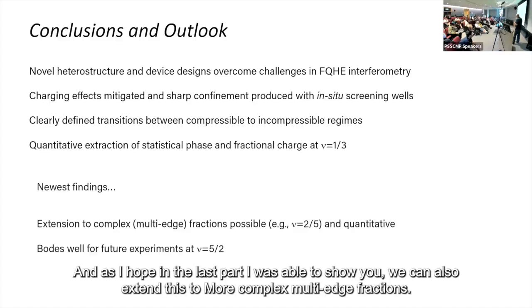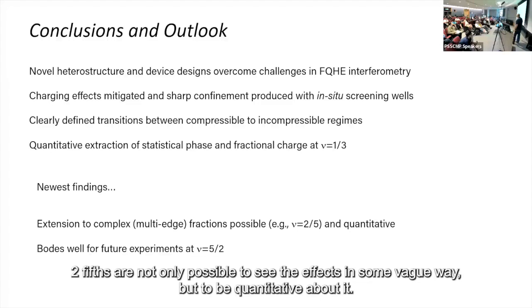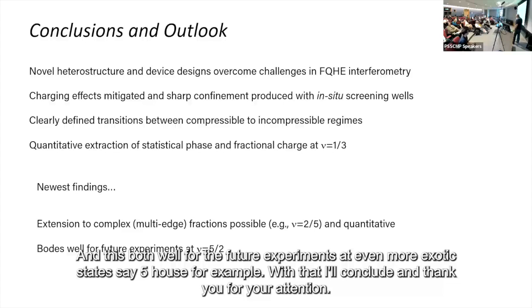And as I hope in the last part I was able to show you, we can also extend this to more complex multi-edge fractions. 2/5 is not only possible to see the effects in some vague way, but to be quantitative about it. And this bodes well for the future experiments at even more exotic states, say 5/2, for example. So with that, I'll conclude, and thank you for your attention.